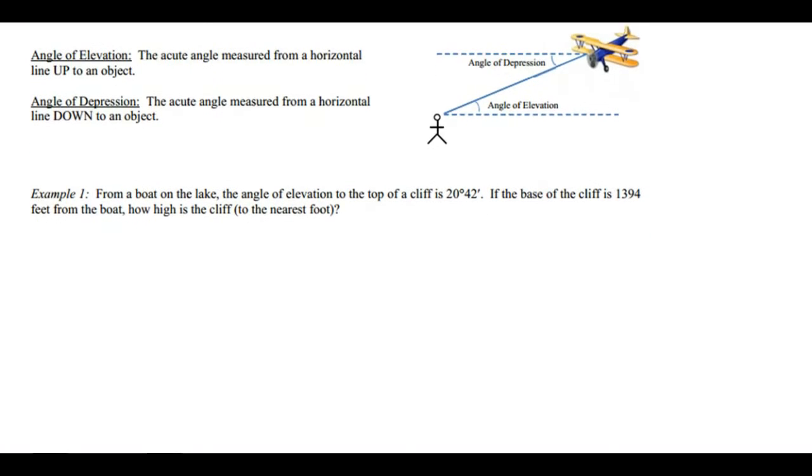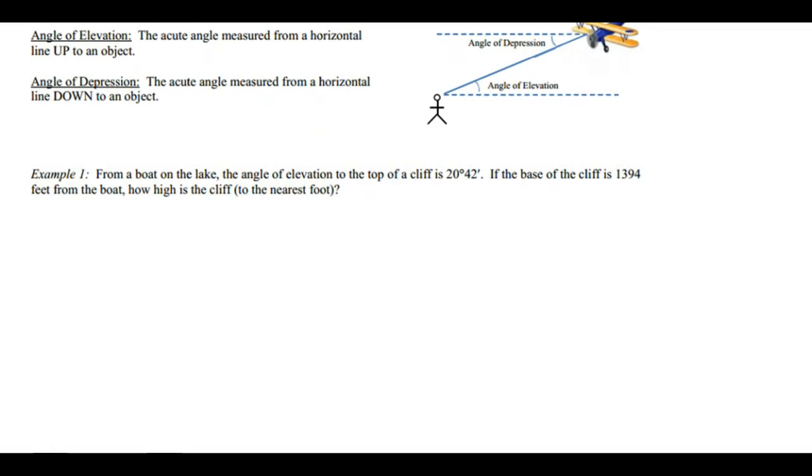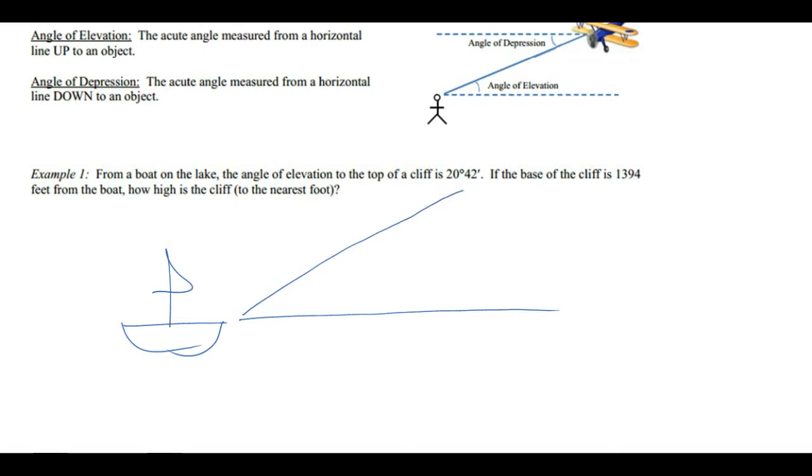Now let's go ahead and jump on to example 1. As you see, we're sitting out on a boat on a lake, and so I'm going to draw that boat on the lake, and I am looking out at an angle of elevation from my boat. So as I look straight out, I elevate my eyes at an angle of 20 degrees and 42 minutes. And what I see after that angle is the top of a cliff. So there's the cliff.